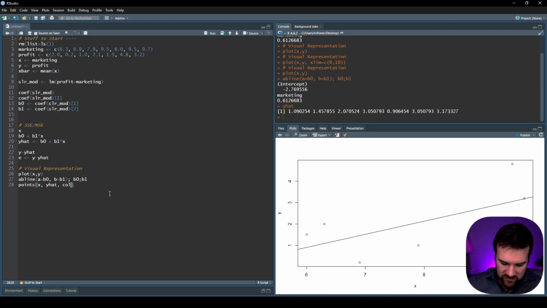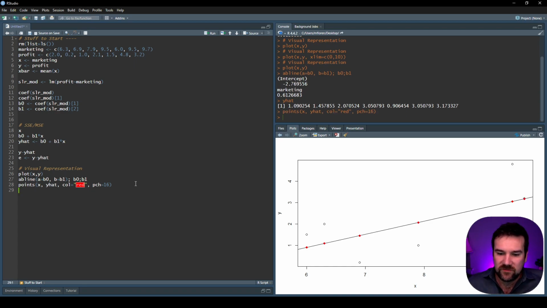I'm going to color these red. So I use col equals red to color these red. And I'm going to do pch equals 16. Essentially, R's default is to do open dots. pch 16 says fill in the dot. So it's going to be filled in. All right, so let's put these points on. I'm going to do Control Enter, put these points on the graph. And that's what our y-hats look like.